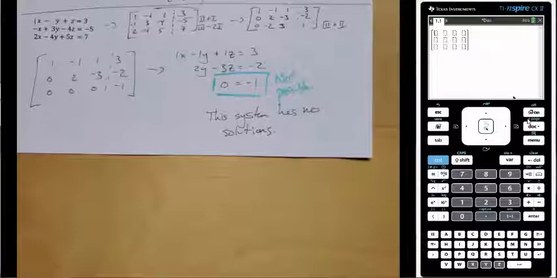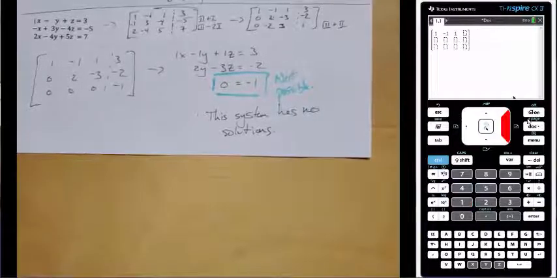And we're going to just enter what all these coefficients were. This was 1, negative 1, 1, 3, negative 1, 3, negative 4, negative 5.